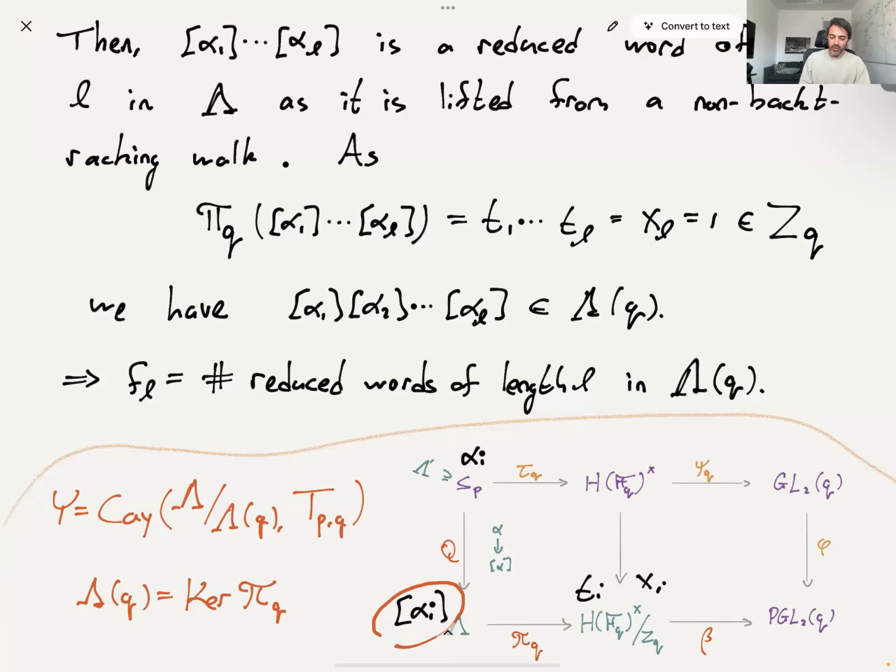Okay, and now note on top of that, when you apply pi_q to the product, you get the product of the T_i's, since it's a homomorphism. So you get the product of the T_i's, from T_1 up to T_L, which is just x_L, which is 1, because you started and ended at 1. And 1 is in the kernel of pi_q. It's in Z_q, right? You need to remember what Z_q is, but it is. It's essentially isomorphic to F_q star, and 1 is in F_q star.